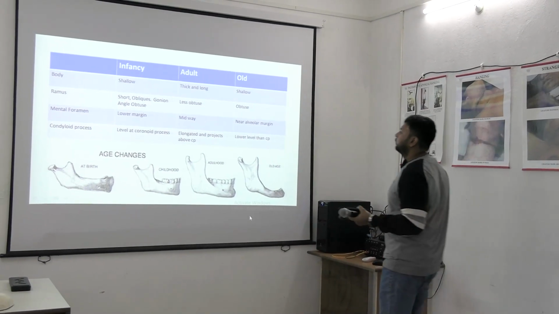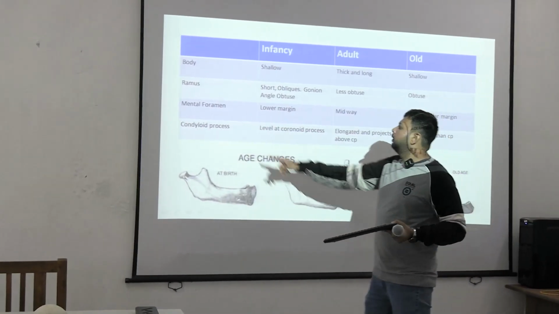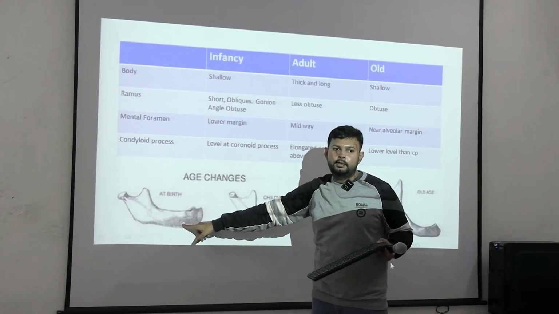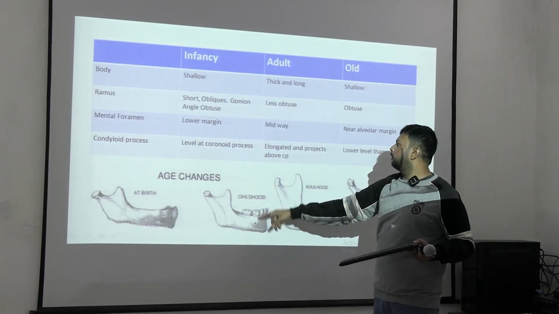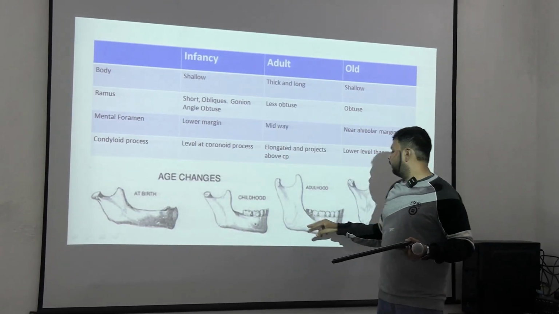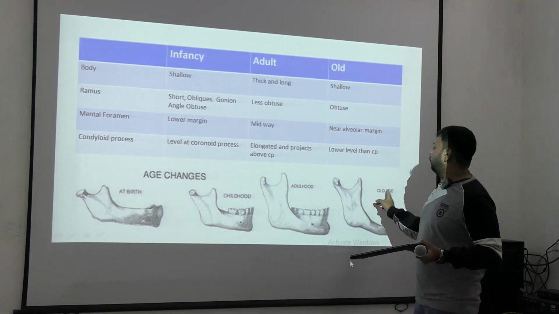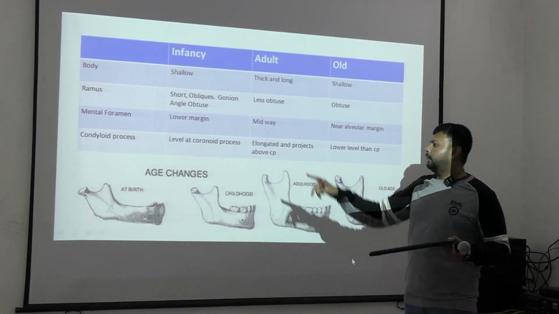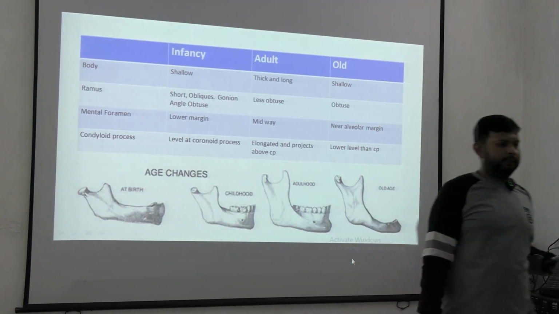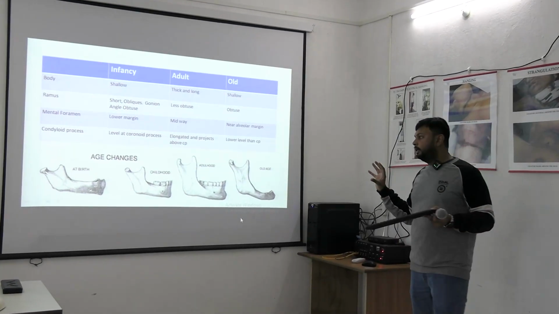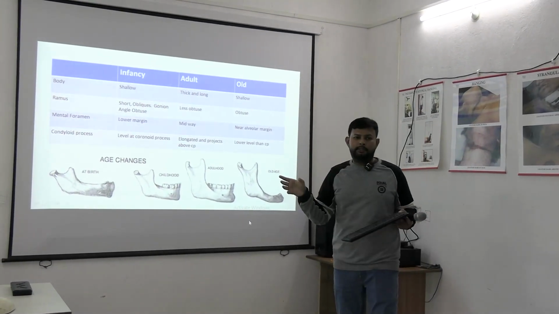Okay, mental foramen: in infancy, lower margin, right? Then center, midway. Okay, it is going midway. Then near the alveolar margin in old age. Okay, the other thing is the condyloid process, in comparison with the coronoid process.